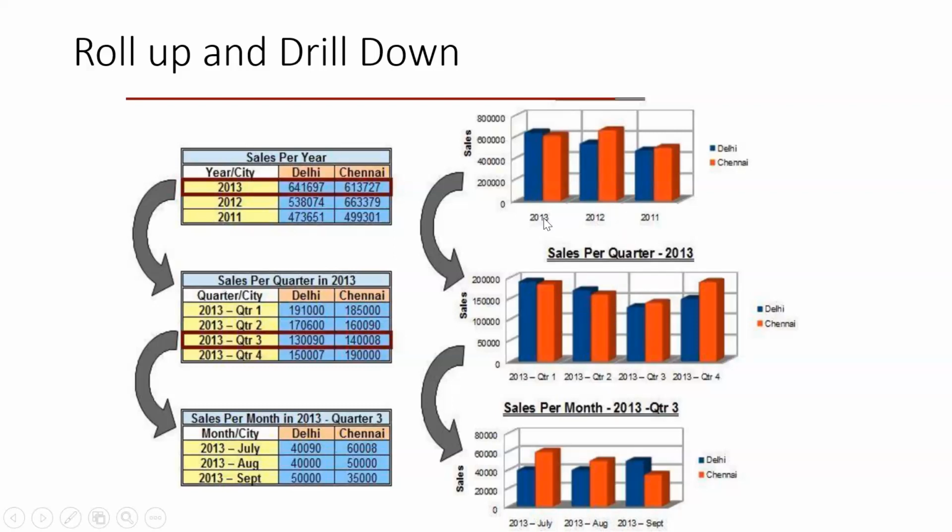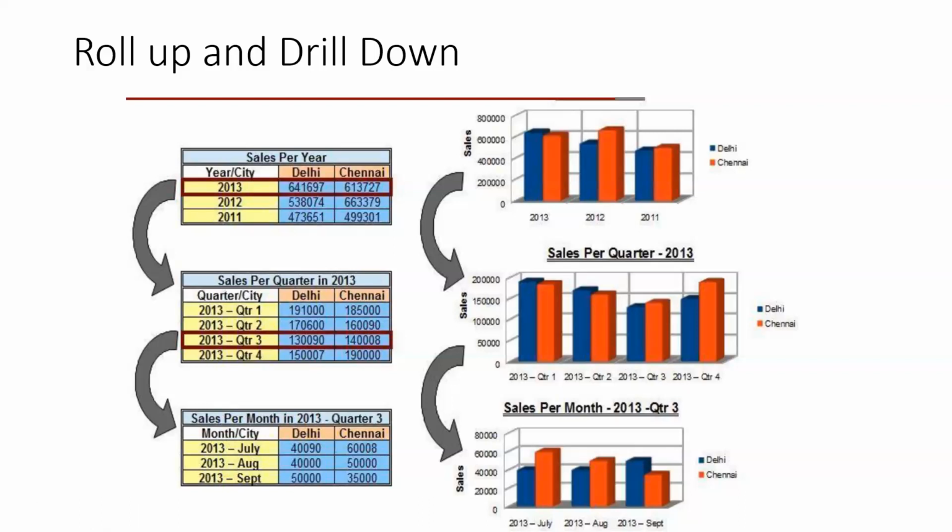So you just double click on top of 2013, then you can see the data inside 2013 is split out. The same thing happens over here as well. When you click over here, it also expands based on your month. So this is called drill down.